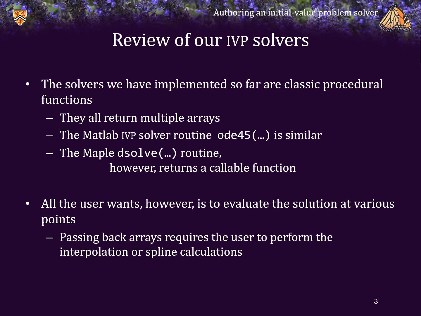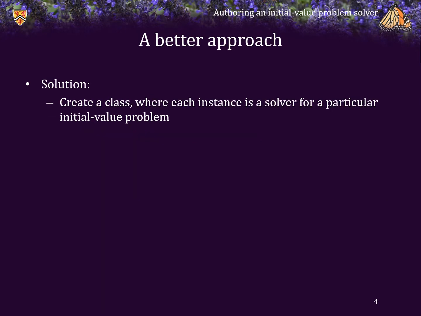Basically, if we just pass back a whole bunch of arrays, then we're expecting the user to do all of the interpolation or spline calculations. And this could be frustrating. Solution: instead of just returning arrays, create a class where each instance of this class is a solver for a particular initial value problem, which is described in the constructor. So the function that is the right-hand side of the ODE, the initial point, the initial value, all of that is passed to the constructor.